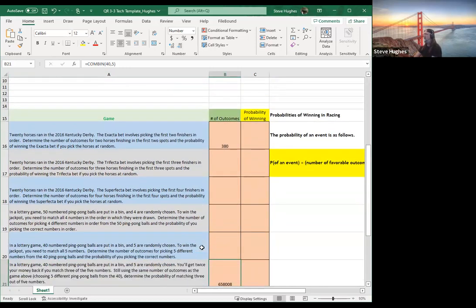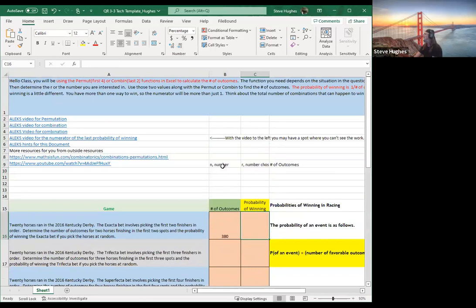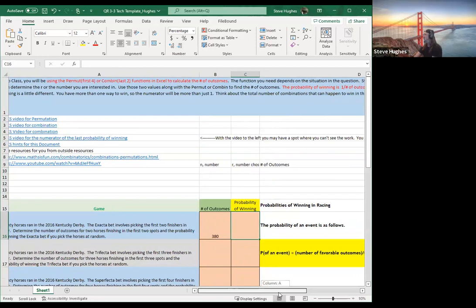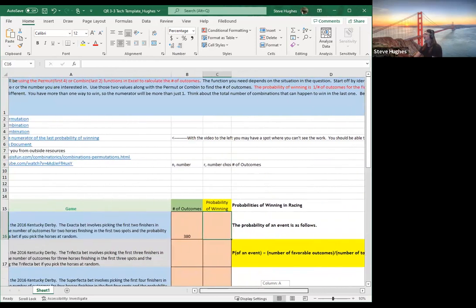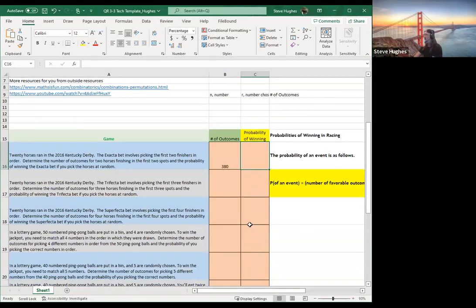All right, next, I want to think about the probability. Look at the notes up here. It says, the probability of winning is 1 divided by the number of outcomes for the first 5. Why is that, everybody? Let's think about this. How many ways are there to choose the order in which the first 2 horses come? Well, the only way to choose the first 2 horses in the proper order is 1. There's only one way to choose that, right?